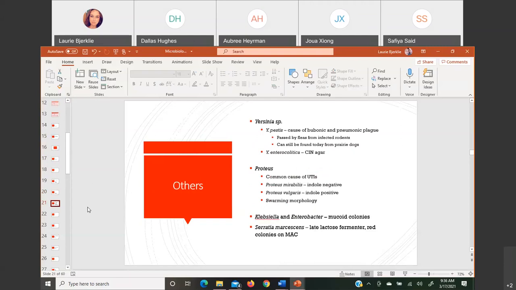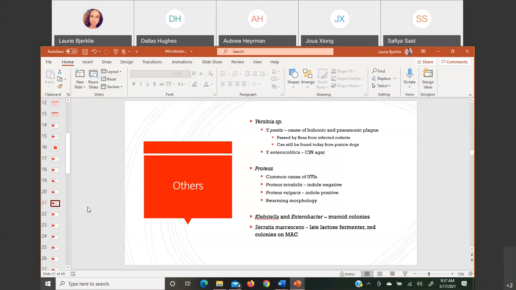Yersinia, we have Yersinia pestis, which is the cause of the plague. We do still see that to this day, especially in prairie dogs. So if you handle any animal that might have it, you could still end up getting a Yersinia pestis infection. When we think of the plague, you hear the historical facts of it, like they used to throw dead bodies infected with it into their enemy's camp so that they would get infected with the plague as well. You think of those kinds of things, but it is still a present infection that can occur.